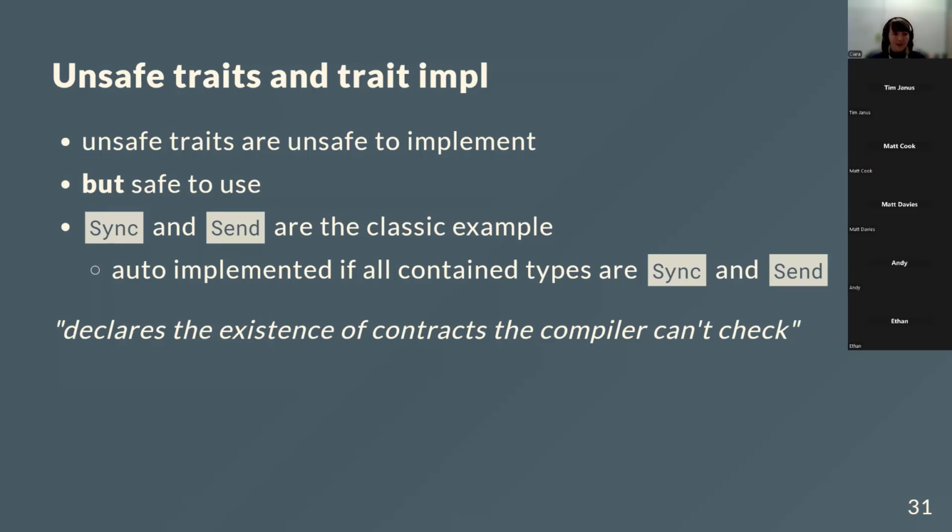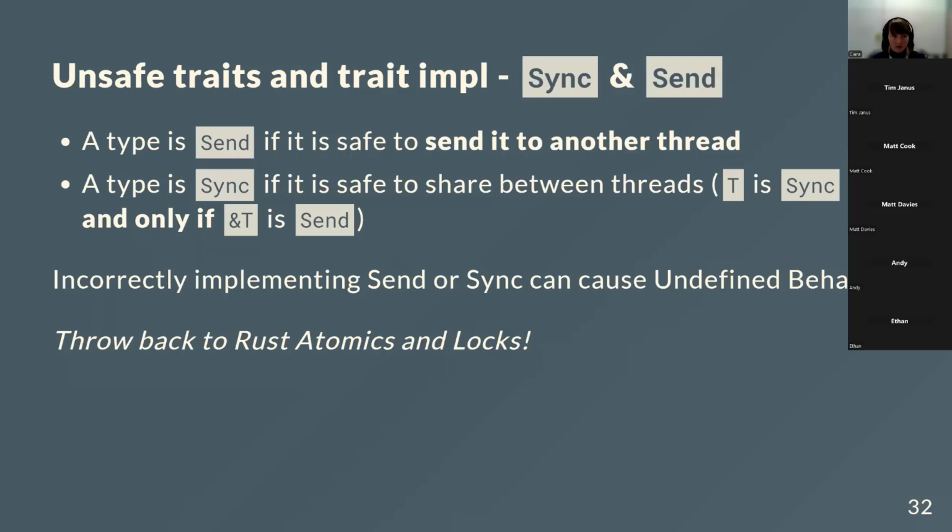And Sync and Send are the classic examples. They're auto-implemented if all of the contained types within your type are Sync and Send. But if there's some type in there that isn't Sync or Send, then your parent object won't be. And again, it declares the existence of contracts that the compiler can't check. What those contracts are is in the documentation for Sync and Send.